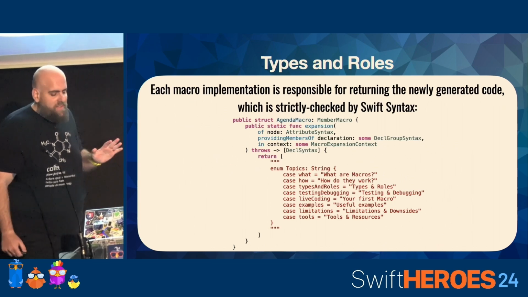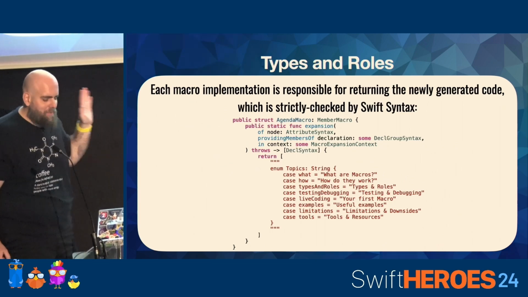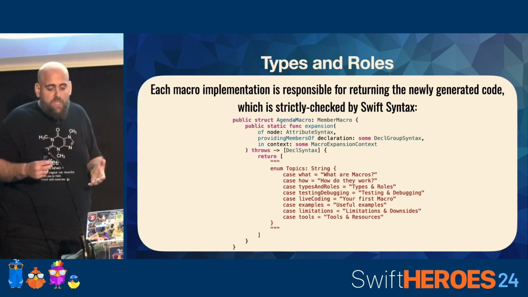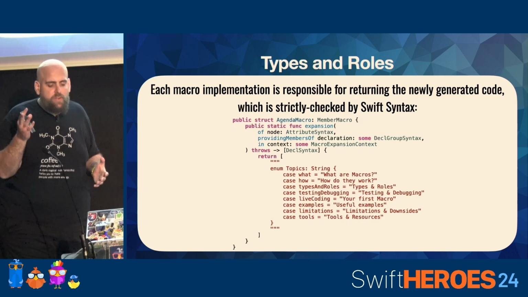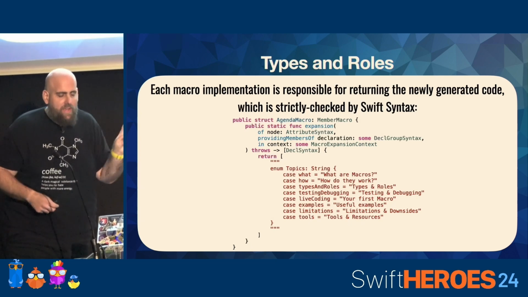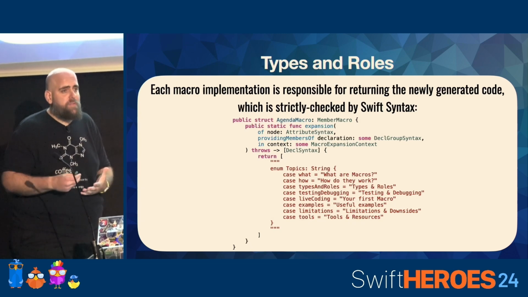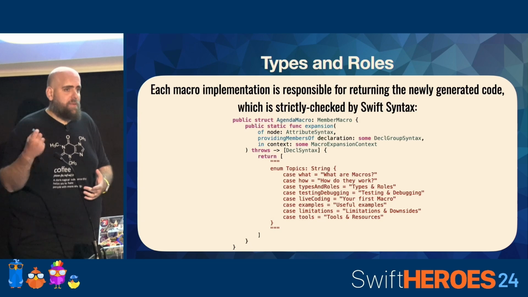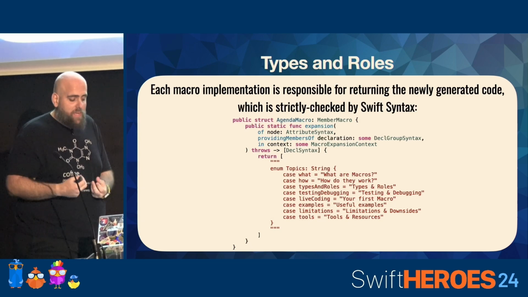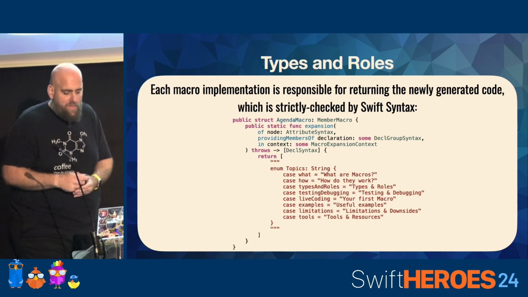This is actually the implementation of this agenda macro I showed you earlier to print out the macro. It's a real macro that I made for this talk. So each macro implementation is kind of responsible for returning this newly generated code. So this might look like a string, but it's not actually a string. If you look at the return type, you will see it's an array of decl syntax. This is a special Swift syntax type. This is actually strictly checked by Swift syntax, so it's guaranteed to be this kind of node of code. But it's really nice that we can write it as a regular string because it's going to come in very useful, as you'll see in a moment.